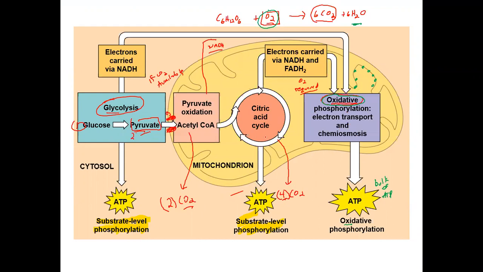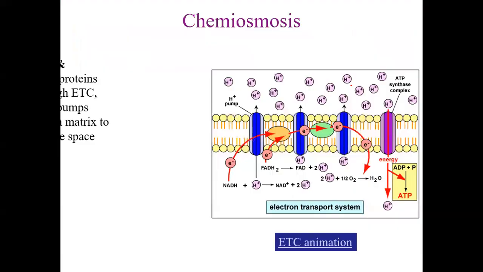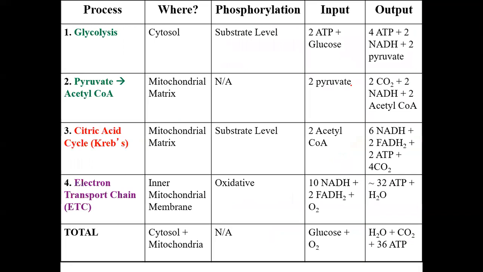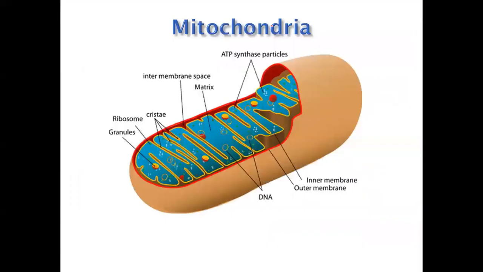Citric acid cycle, like I mentioned in the previous video, you make a ton of NADH and FADH2 really to be used in this last step. So that's the last payoff in terms of all respiration. Make sure you see the bigger picture. And again, oxygen is needed for this step.